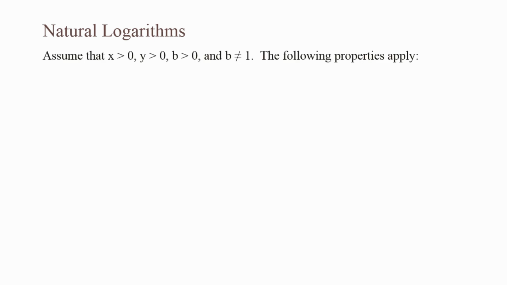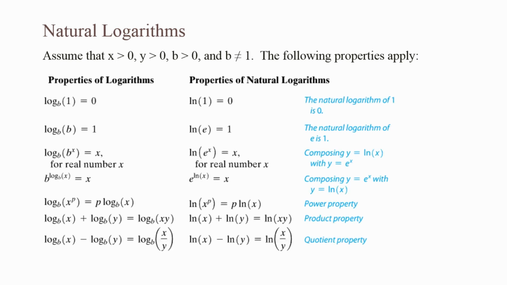Natural logarithms. Our natural logarithm is a logarithm with a special base called e, where e is an irrational number, approximately 2.718281828. We can write the natural logarithm as ln of a, where ln represents log base e. For all logarithms, assume that x is greater than 0, y is greater than 0, b is greater than 0, and b does not equal 1. The following properties will apply.